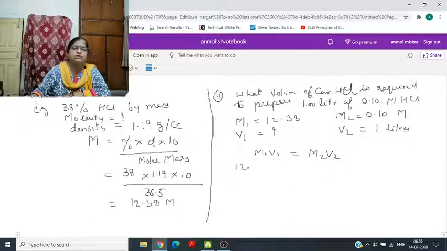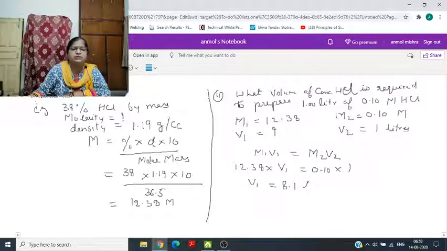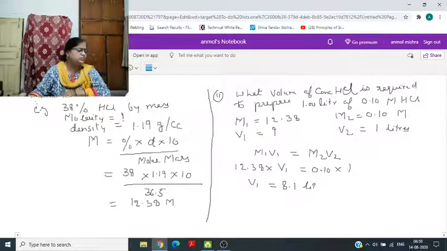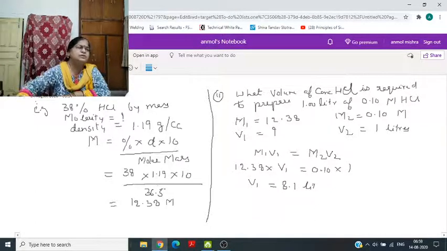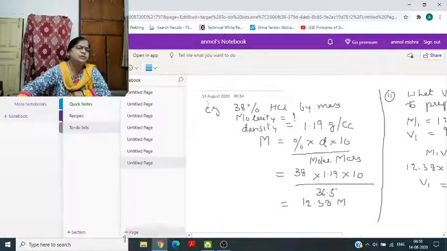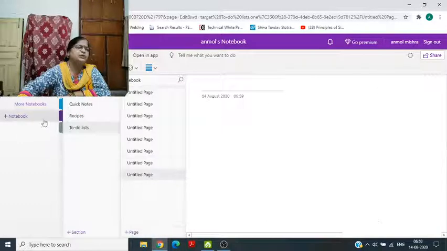So 12.38 into V1 is equal to 0.10 into 1. When we calculate, V1 will come out 8.1 liter. Many numericals are there in your book, you can do it.